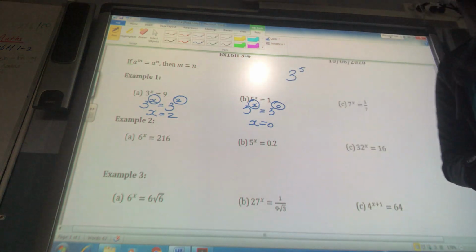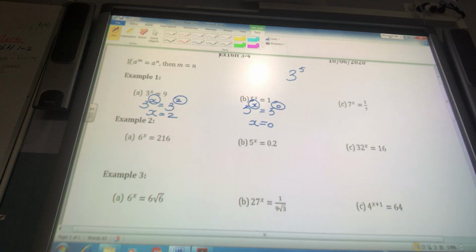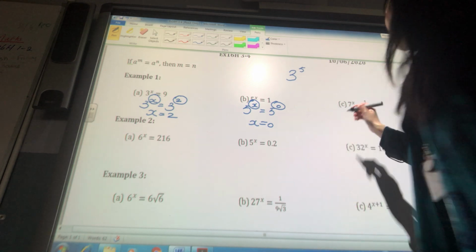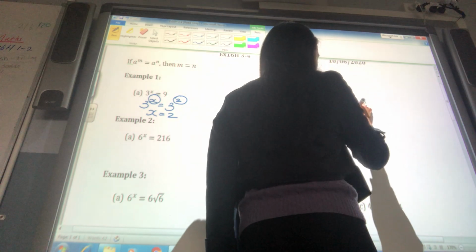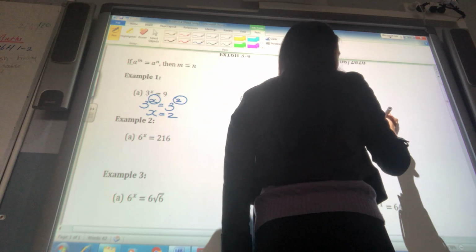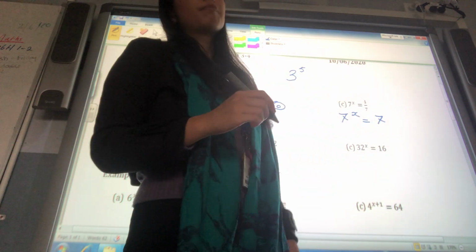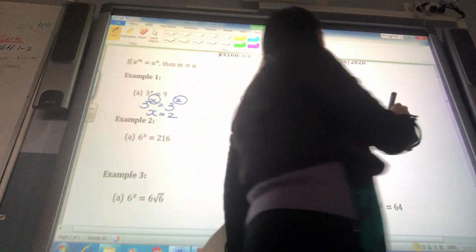Okay? Alright, question C. 7 to the power of x equals 1 over 7. How do I make the base the same? 7 to the power of x equals 7 to the power of minus 1. Right?